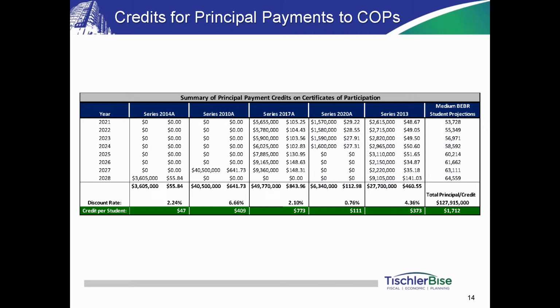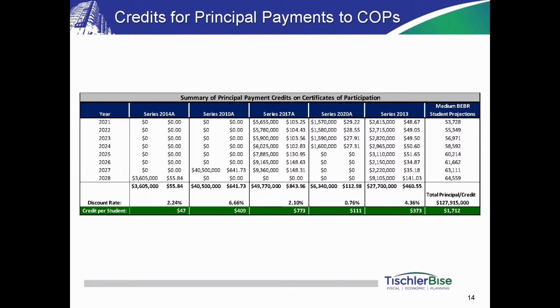And so we analyze how the school district pays for capacity, and that has been primarily through issuances of certificates of participation, also known as COPs. So we've got a summary of all the different certificates that are on issue now. That total principal is about $127.9 million. And we've basically gotten a net present value credit per student based on projected enrollment. The net present value discount rate is based on the interest rate on each of those certificates, okay? So we get a total credit of $1,712.